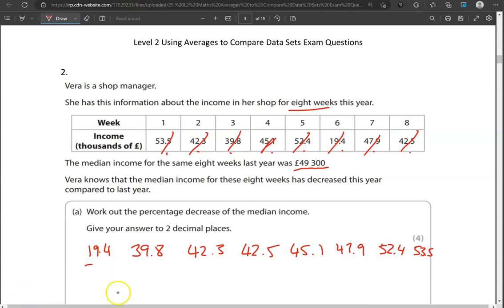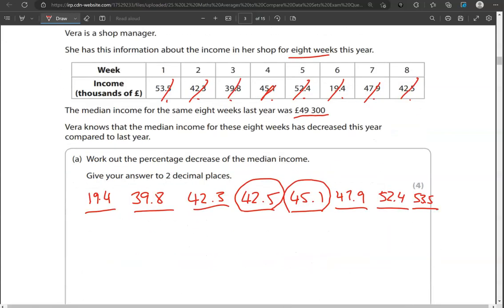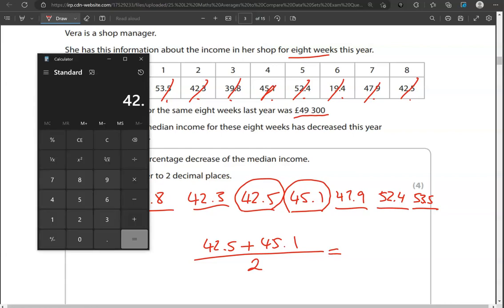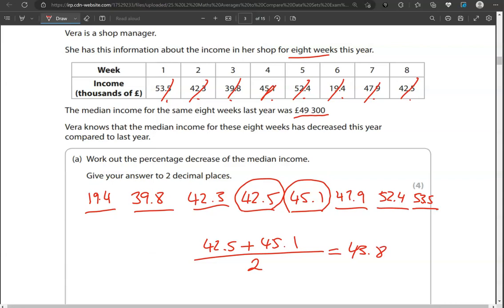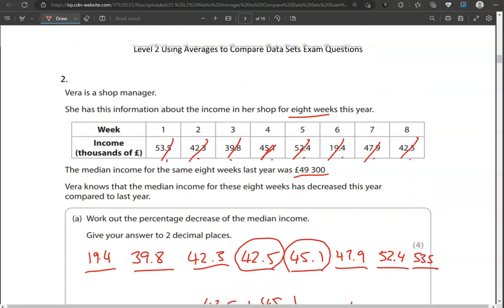Crossing out 1 on each side. I'm just going to underline them so we can still see the numbers. So we have 2 in the middle. We have 42.5 and 45.1. So we can add the 2 and divide by 2 to find the midpoint between these two. Gives us 43.8. So we have the median, 43.8 thousand.